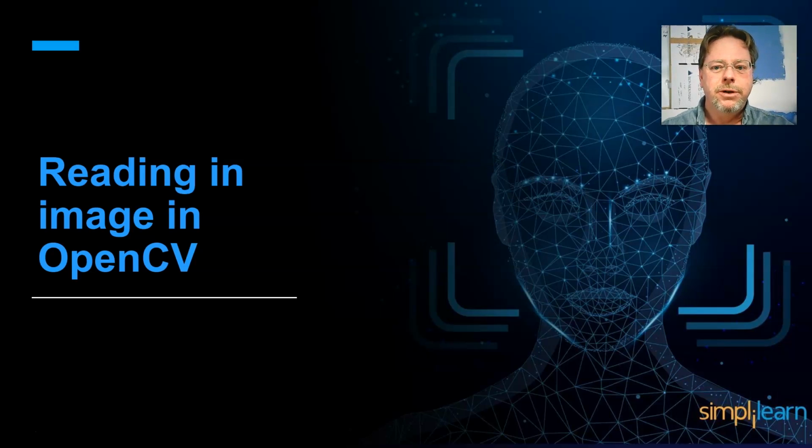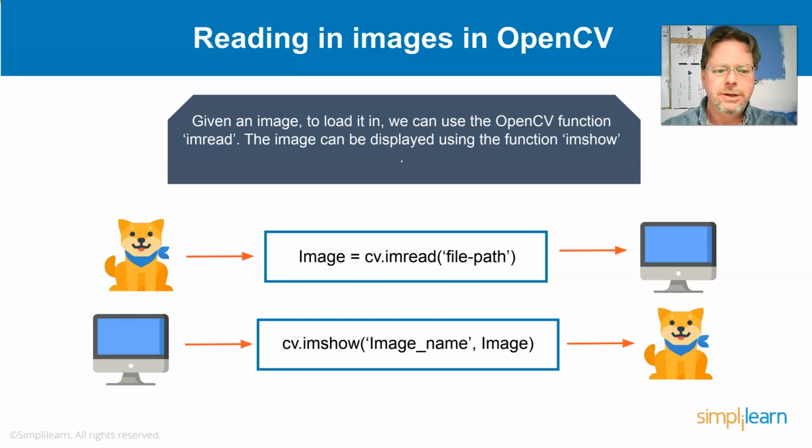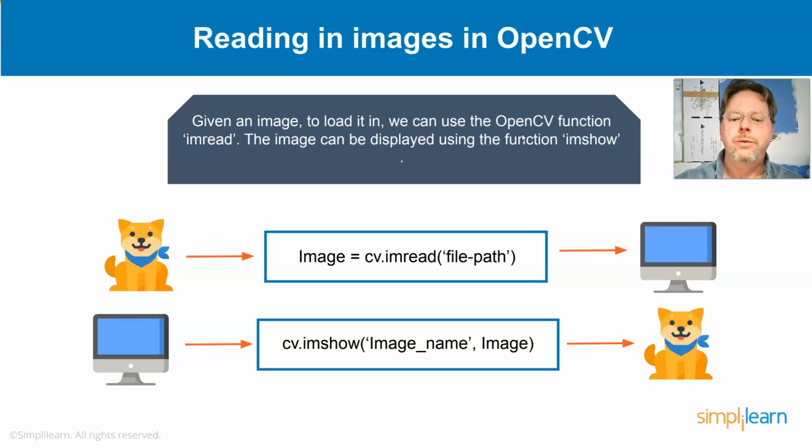We'll do this also in code. So if I go a little quick on the slides, it's so that we can roll up our sleeves and actually open up and do the coding. When reading an image in OpenCV, given an image to load in, we can use the OpenCV function imread. The image can be displayed using the function imshow. These are your two main categories here. Your basic flow is to read an image in, then you can manipulate it, and then you can display it depending on what you're using it for.